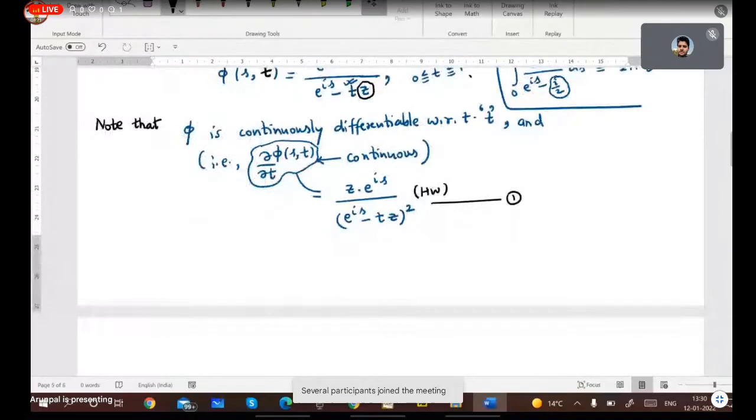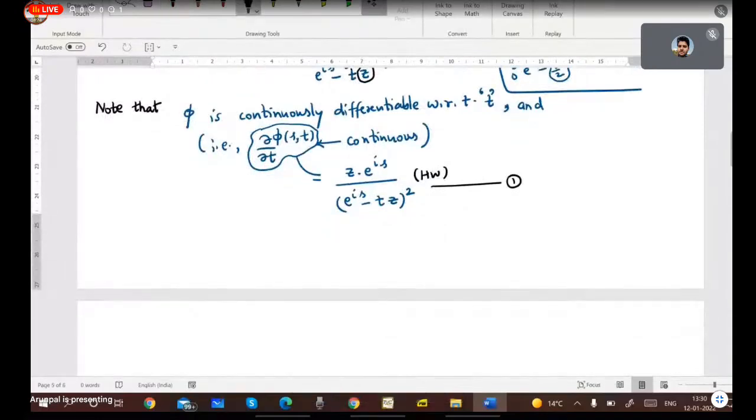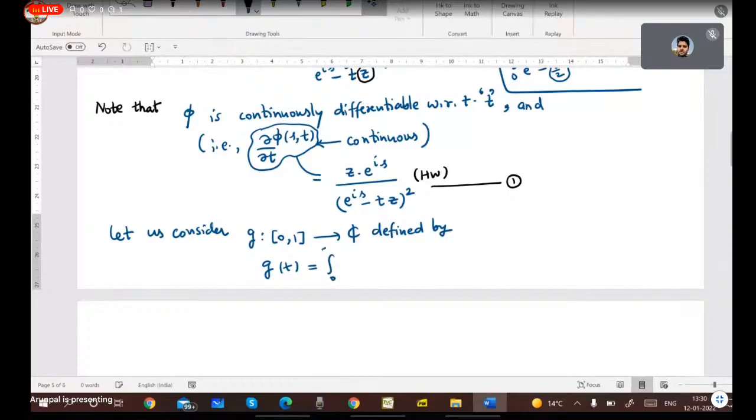Now, class, let us define a function. Let us consider the function g, which is defined on the closed interval 0 to 1 into C, defined by, so g is defined like this, class. G of t is equal to the integral from 0 to 2 pi of phi of s comma t ds. We are defining g like this.